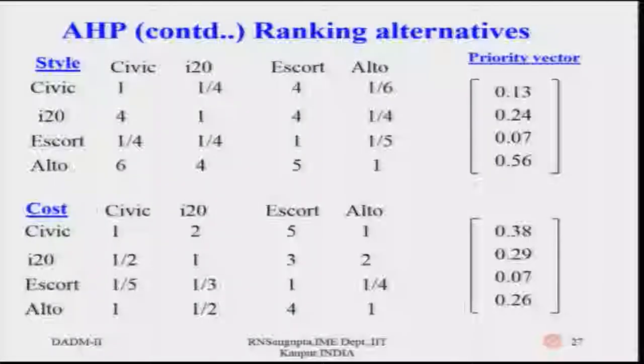So, let us continue the discussion of the problem. If you remember, there were 3 criteria at the primary level, not tertiary level; for example, safety was not divided into further groups. Obviously, the cost factor will come, but we will consider that in a very simplistic manner. So, in the AHP method, when you are ranking the alternatives, you have the criteria style, cost, and so on. I will only discuss style first, and the cost and the other things will come out automatically.